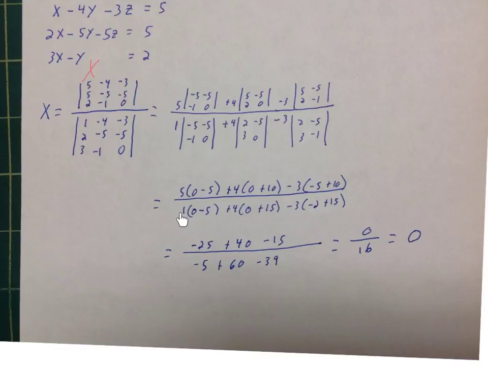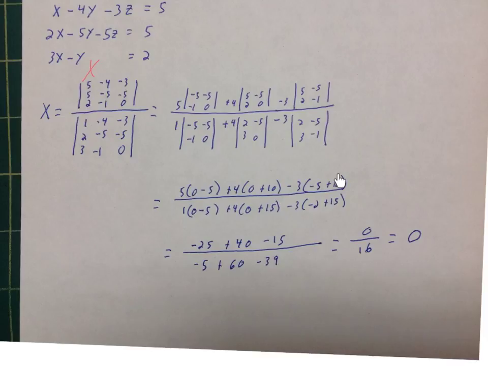So I'll start with the bottom. You have 1, then it's this diagonal minus this diagonal. So that'd be 0 minus 5. Then I take the 4 here, it'd be 0 plus 15. It'll be 0 minus a -15, which two negatives make a plus. It'd be a -3, it'd be -2 minus a -15, so that'll come out to a plus 15.